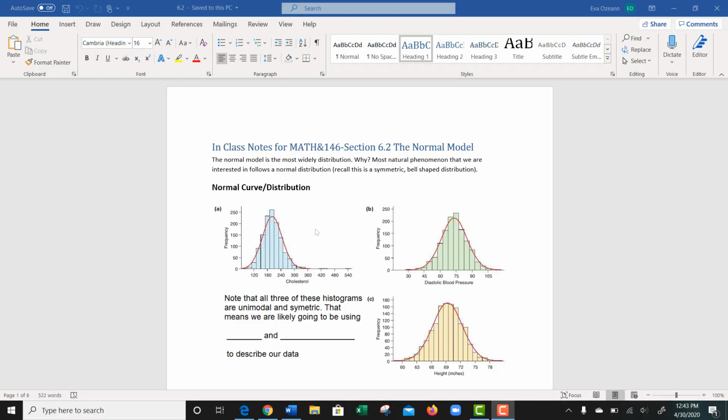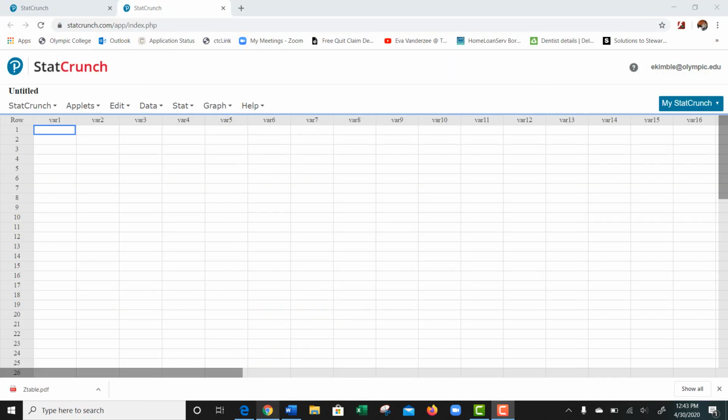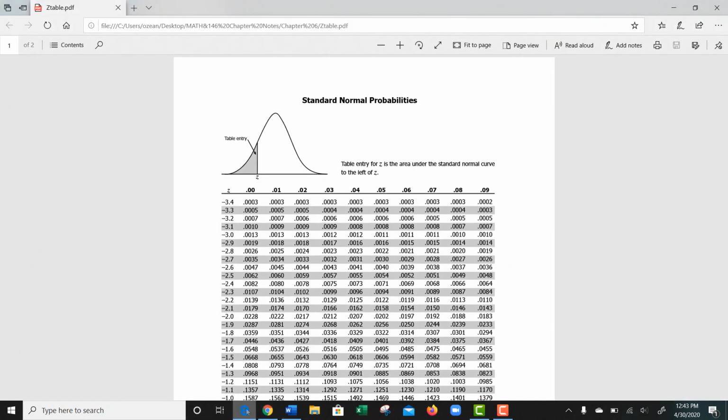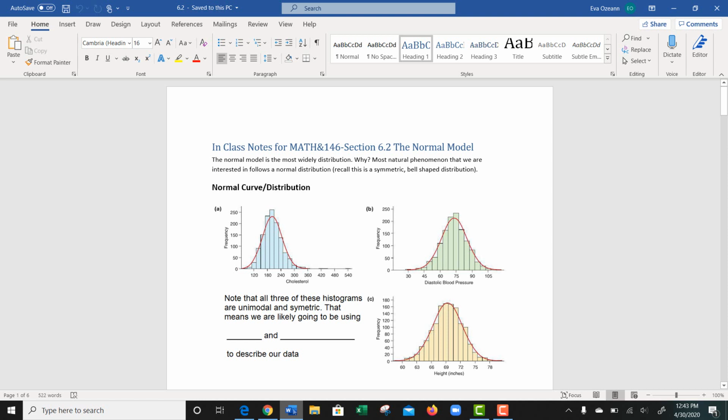Guys, welcome to section 6.2, where we're going to be talking about the normal model. Remember, before you start working on this, make sure that you have StatCrunch open. You don't need any data in here, we're not going to be putting any in. And also make sure that you have the Z table that has standard normal probabilities on there.